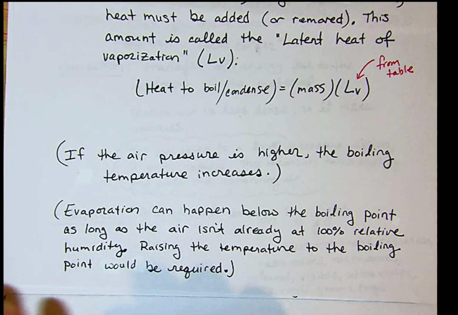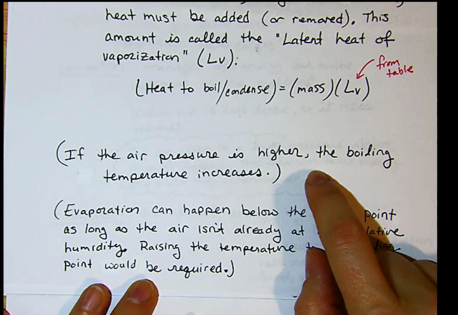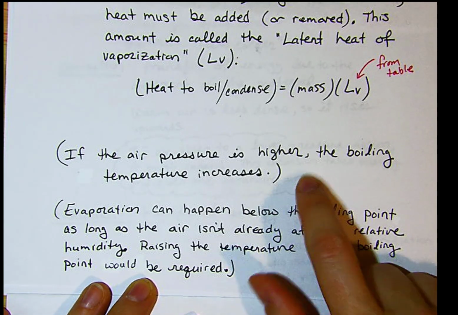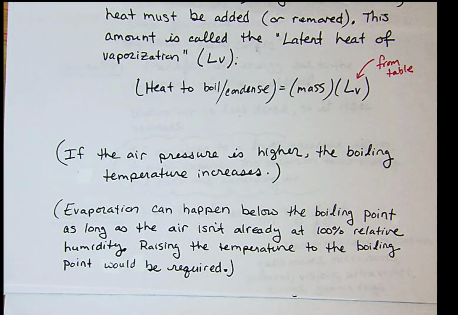A couple of tidbits just to cover real quick. If the air pressure is higher, like in a pressure cooker, the boiling temperature increases. So one reason why you use a pressure cooker is to make the air pressure higher, to raise the boiling temperature. So you can actually get your spaghetti or whatever you're putting in there to be higher than 100 degrees Celsius. And then your food will cook faster.